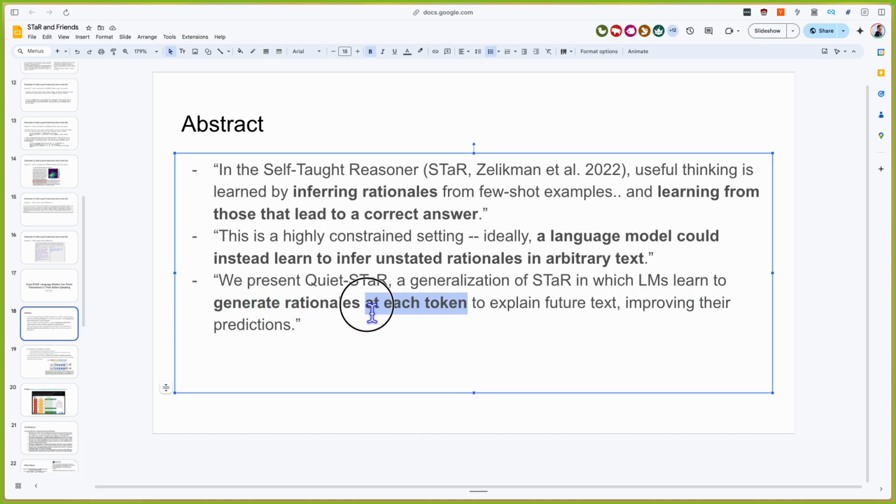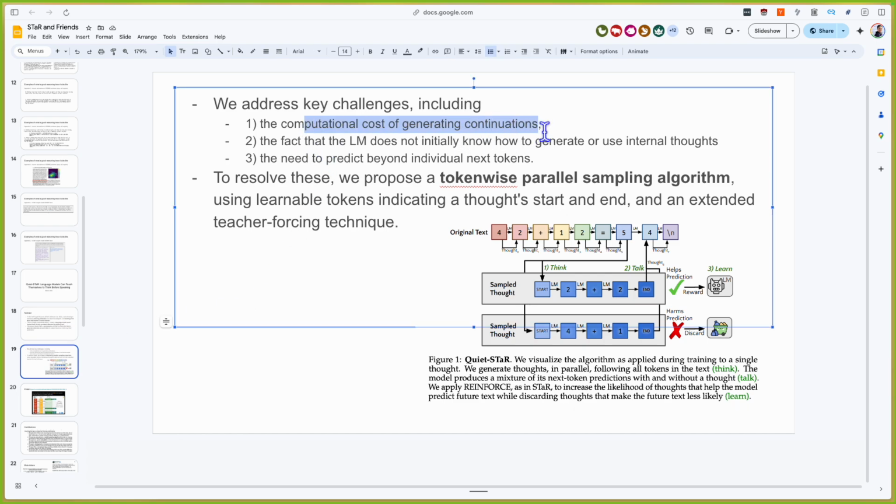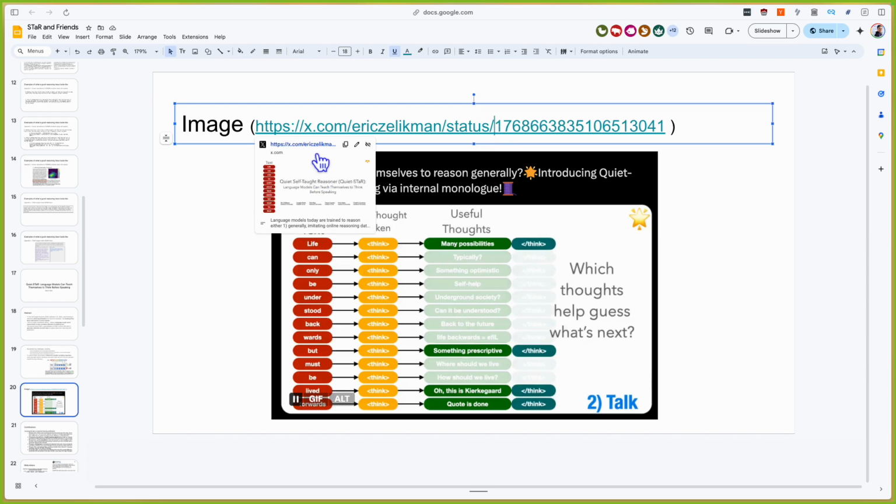This is crazy. This is Colbert level crazy of, why don't you just throw it at every single token? What would happen there? So the problem with obviously generating chain of thought at each token is that it costs a lot. The LM doesn't know how to do anything with those internal thoughts as well. And you also need to look ahead a little bit more than just the next token. So they have a parallel sampling algorithm. I don't 1000% get it, but they have a really nice graphic, which I'm going to show now.